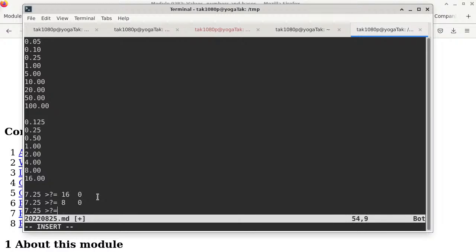And then the answer is yes. Okay, we got one of those. So now you take 4 out of 7.25, and the remaining portion is 3.25. So now you compare that to 2 and say, yep, it is greater than or equal to. So you have one $2 bill, and the remaining amount is 1.25.